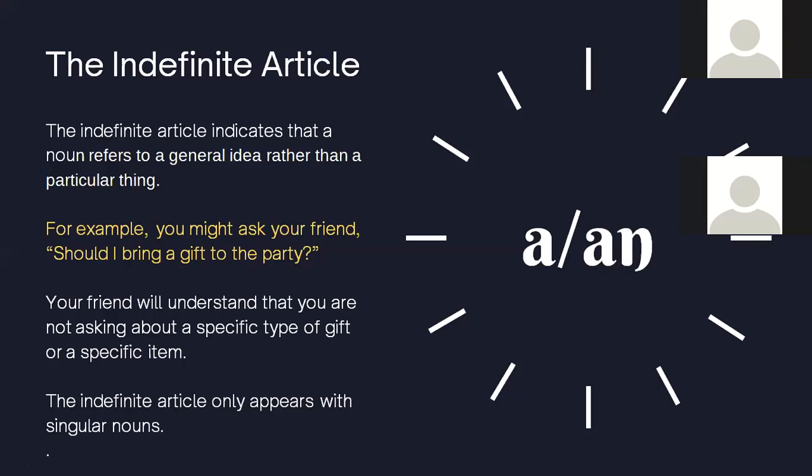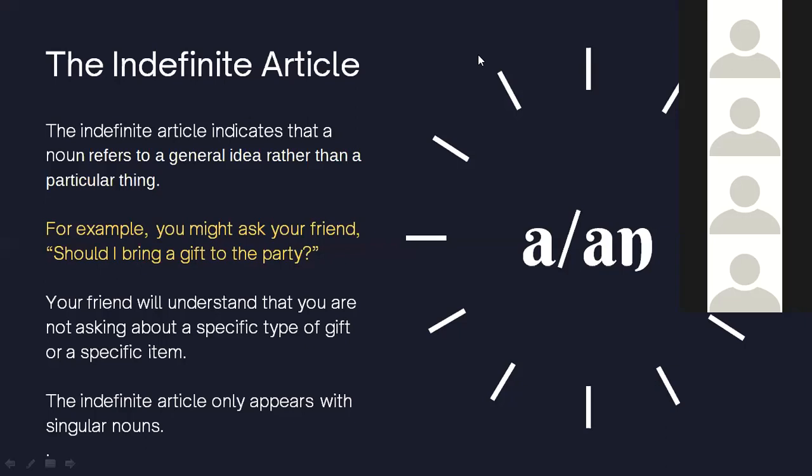Sorry, not with vowels. In front of vowels. Yes, we use an in front of vowels, right? We use it in front of a vowel. So what are the vowels? Can you tell me? A, E, I, O, U. Yes. Okay. Thank you. A, E, I, O, U. Now, that is something that you all have to specially keep watch on when you're writing. You have to pay attention to that.